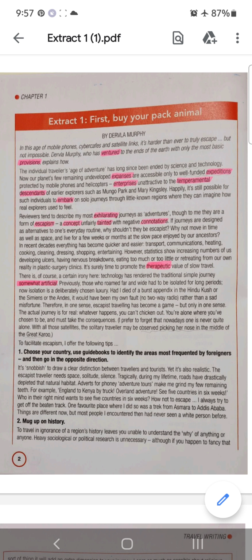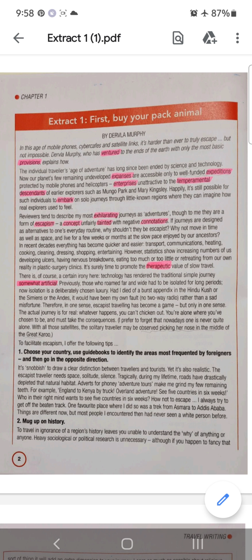Now our planet's few remaining undeveloped expanses are accessible only to well-funded expeditions protected by mobile phones and helicopters. Now, there are few remaining expanses, areas which are gone to by well-funded expeditions where there are mobile phones and helicopters. Okay, so you're never truly alone. Now, an expedition, as we know, is a journey or a trip that you go on in order to see, discover, or learn about something.